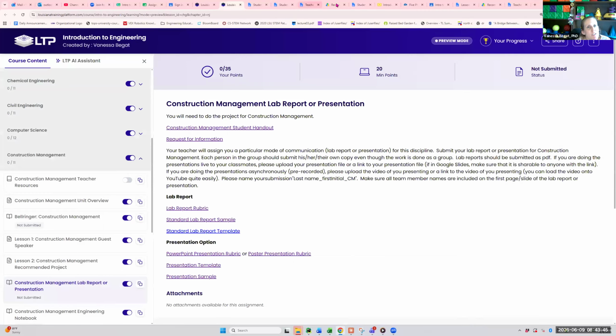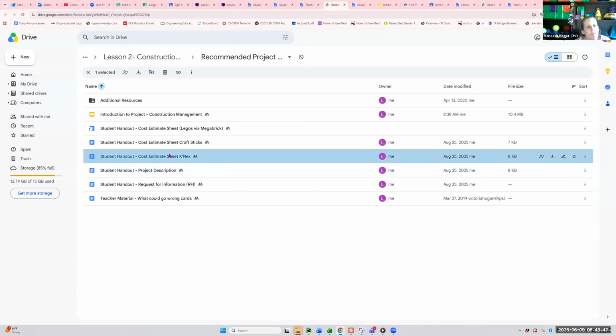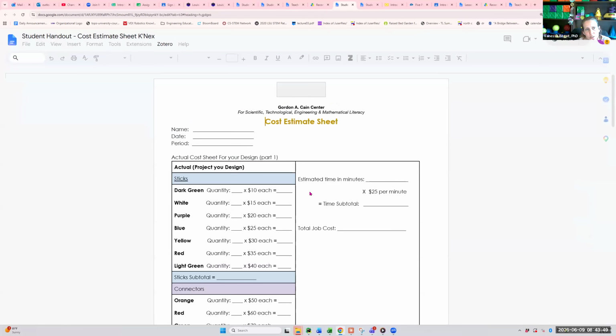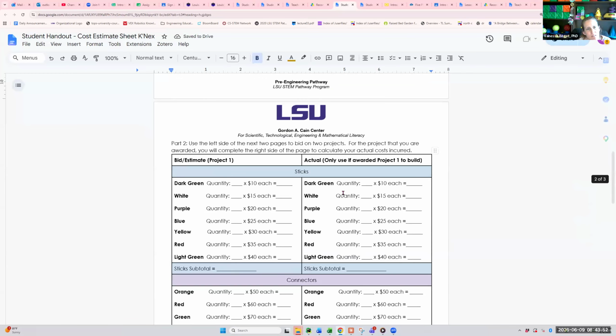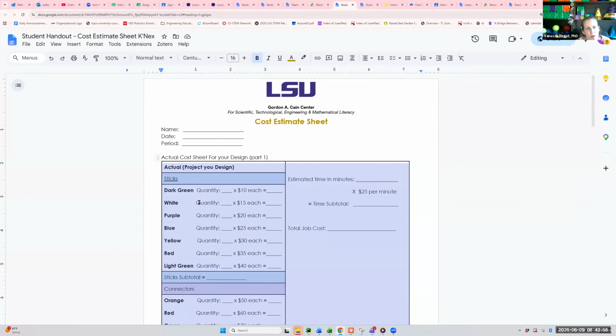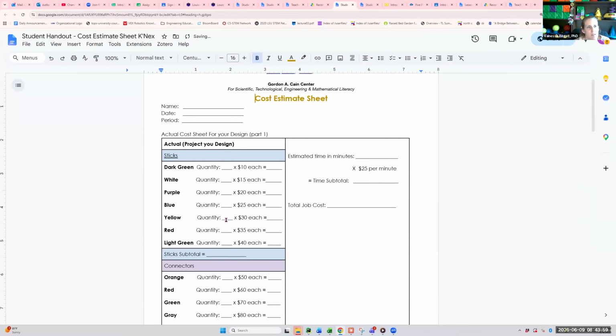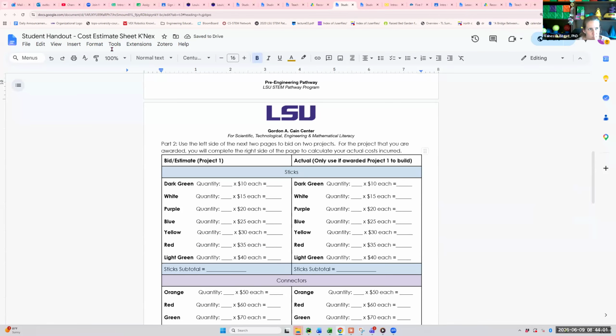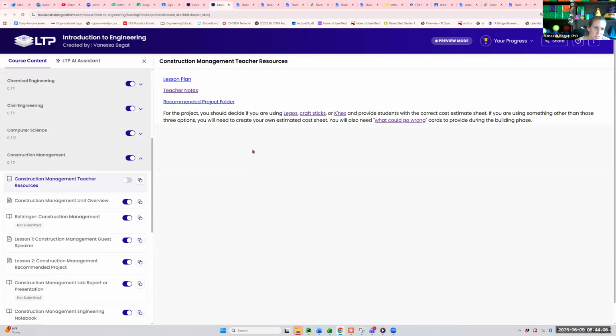I guess the bid sheets are part of the cost estimate sheets. The first one is your actual cost, and the next two are your bid sheets. It depends if you're using Connects, but you're right. It was behind the teacher resources here. Because you are students in LTP, you don't see the student resources or the teacher resources, but you would see those normally.